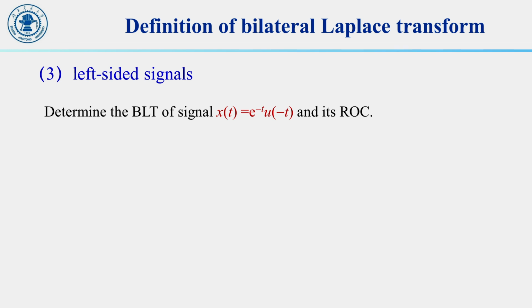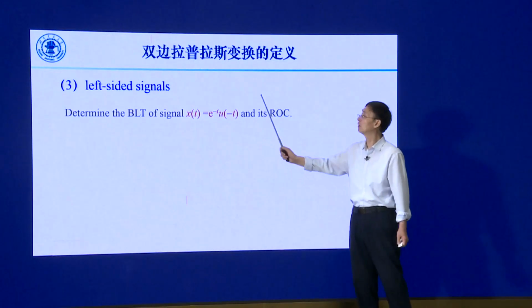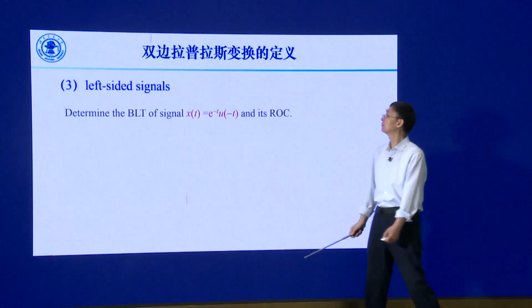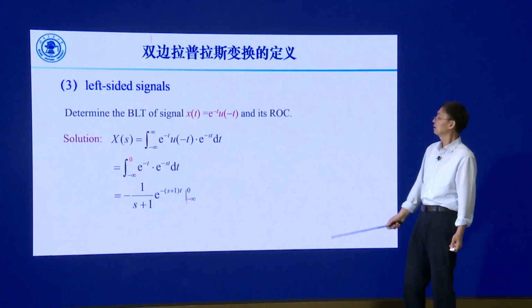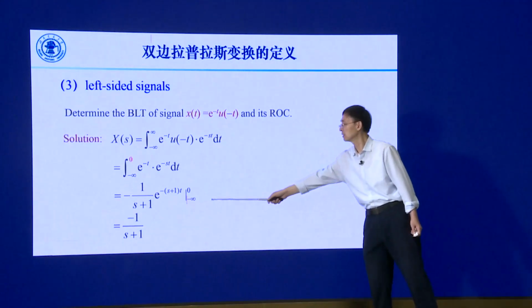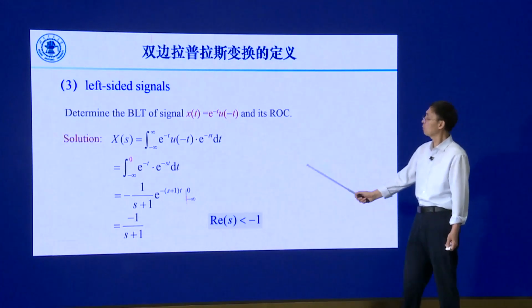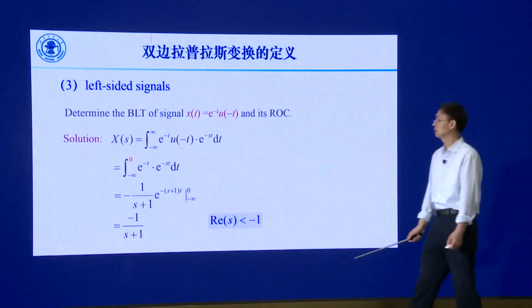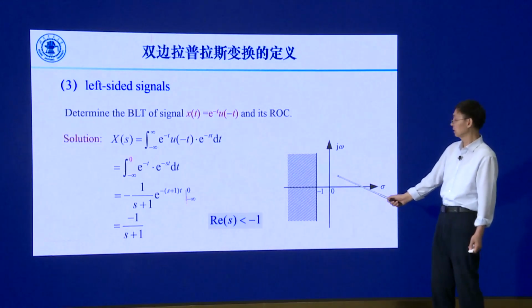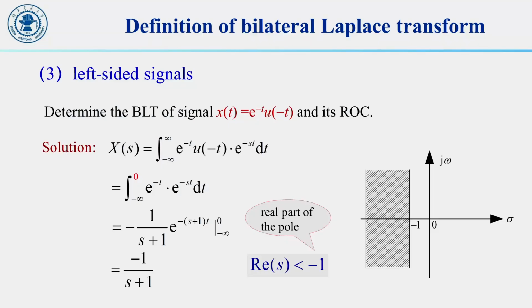Let's discuss left-sided signals. Determine the bilateral Laplace transform for this left-sided signal. According to the definition, we can get the Laplace transform as this expression. In the procedure, we need the real part of S to be less than -1. The ROC can be depicted in this picture. Its real part of S should be less than some number.